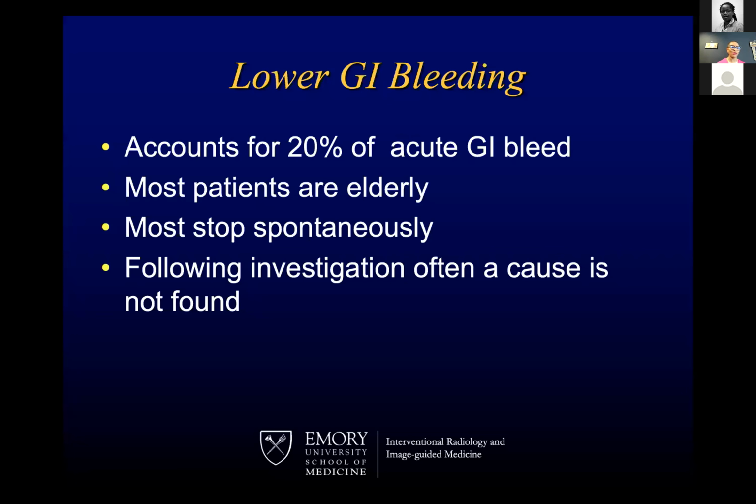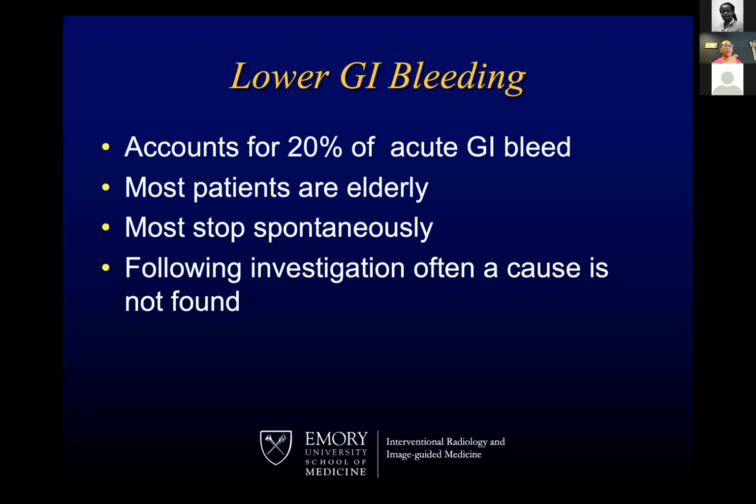And remember what I told you before, for the most common cause of acute bright red blood per rectum, you've got to think about a very fast upper GI bleed since they're so common. Most lower GI bleeds are in elderly patients, and they stop spontaneously because they're from just diverticular disease. But following investigation, a cause most of the times can't be found. We're like, oh, this patient had a lower GI bleed. It wasn't bright red blood per rectum.